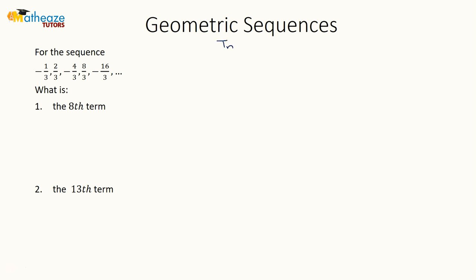Now the nth term is given by a multiplied by ratio to the power of n minus 1. So our first term, a, is going to be negative 1 over 3. Now we want to find our common ratio. If this is a geometric sequence, what we need to do is we have negative 16 over 3 divided by 8 over 3. That should generally give us our ratio. So let's do this. So it's negative 16 over 3 times 3 over 8. So this is negative 2.